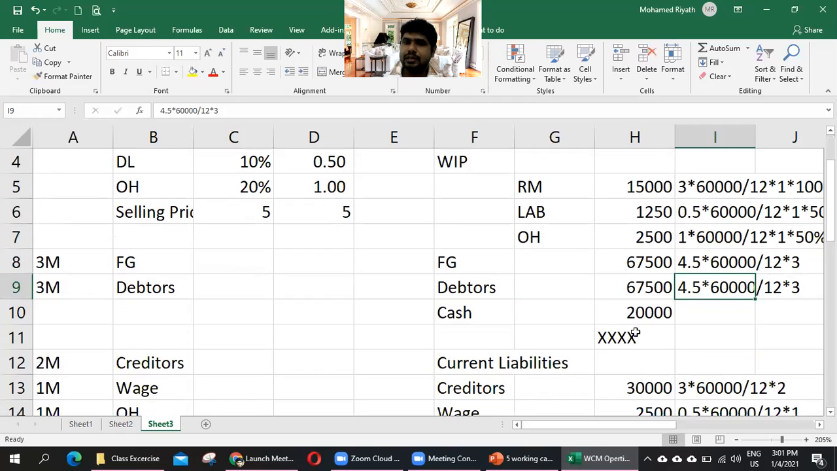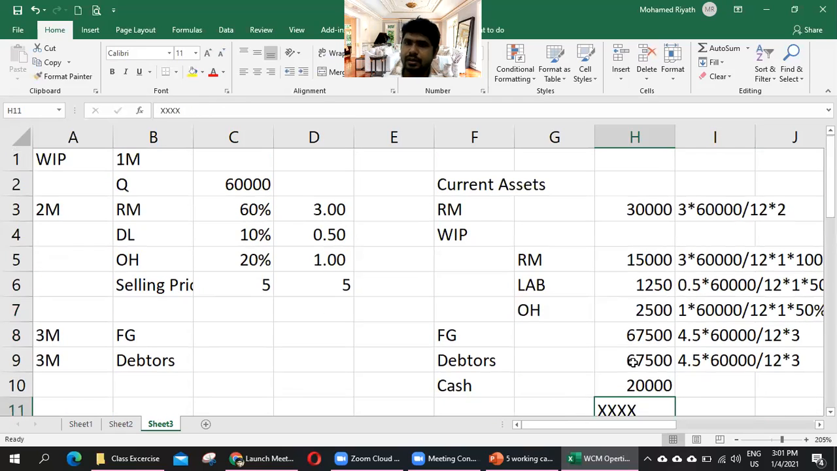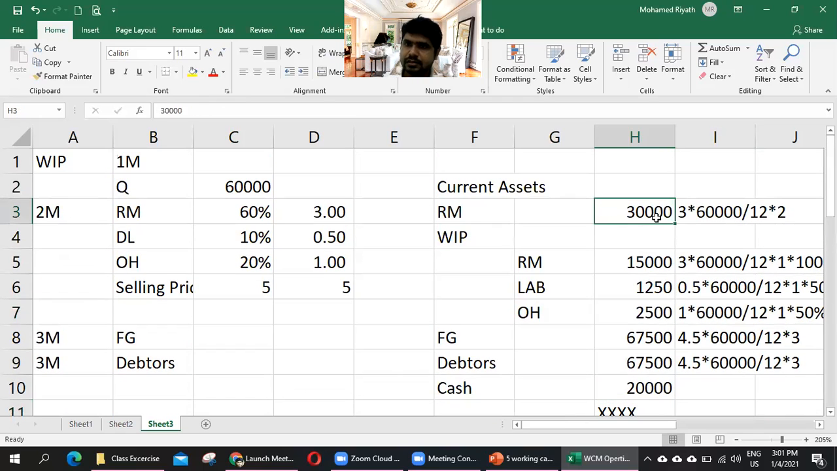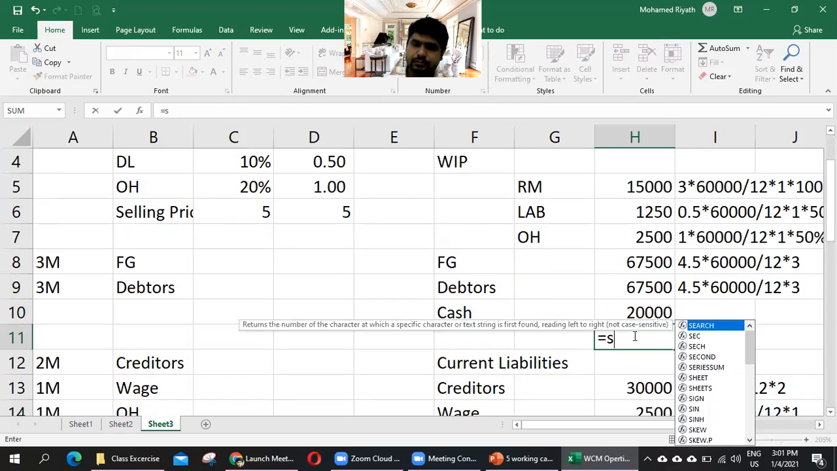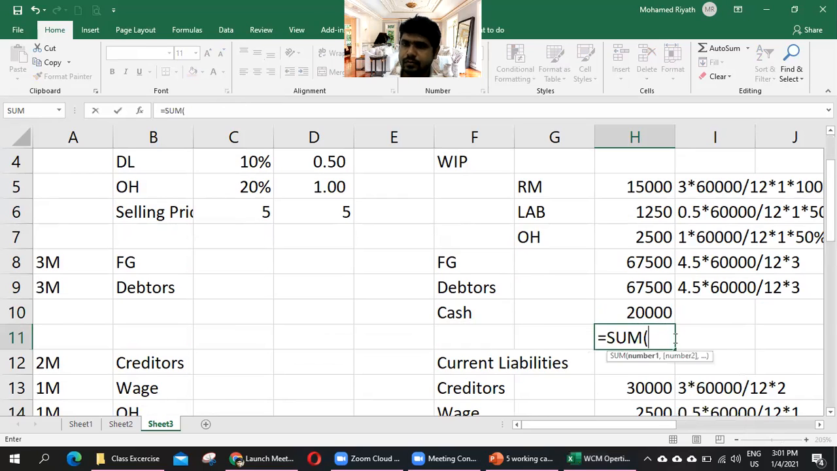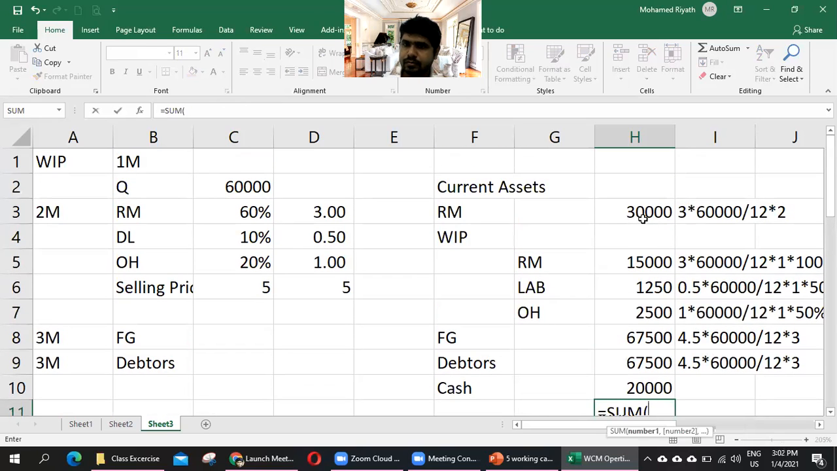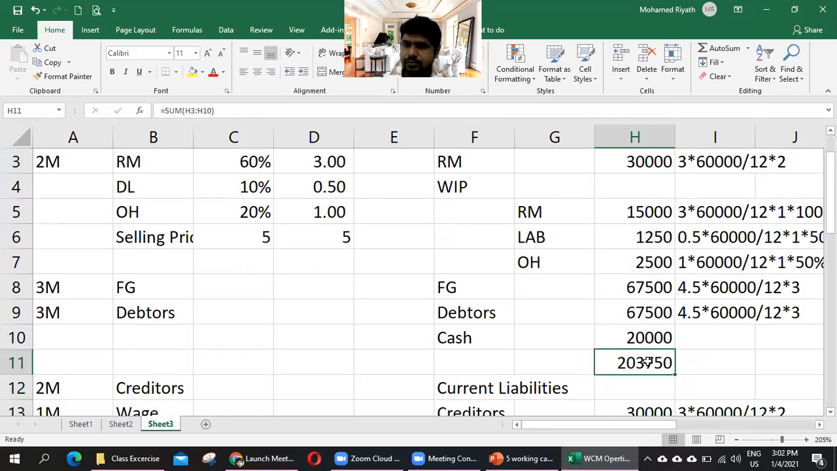Right, here the total. Here we calculated the raw material balance, work in progress balance, finished goods, debtors, cash. Total current assets, how much? 48,750. 8,000. Is it?